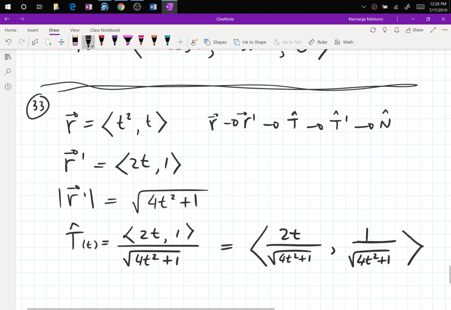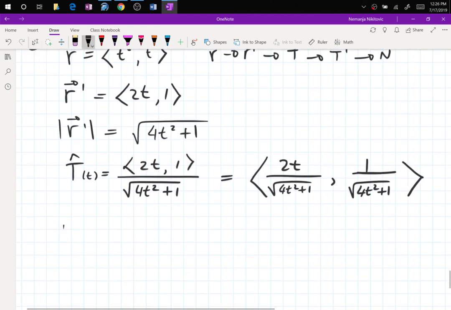And now we need to take derivatives of those to come up with t prime, and then use them in the square roots for magnitude to come up with the magnitude of t prime, and then put those two together to come up with n. Such a nice problem, right? All right, so I need t prime hat.